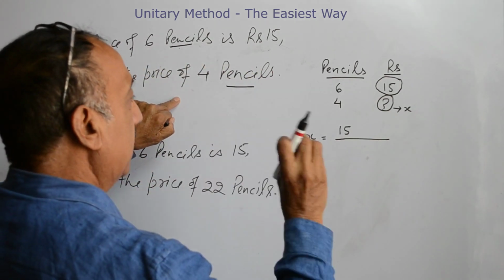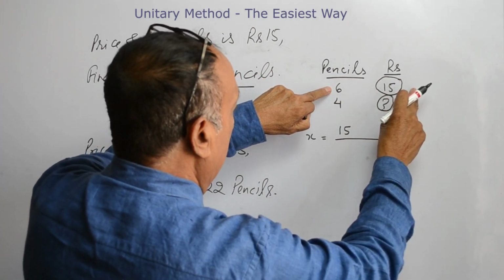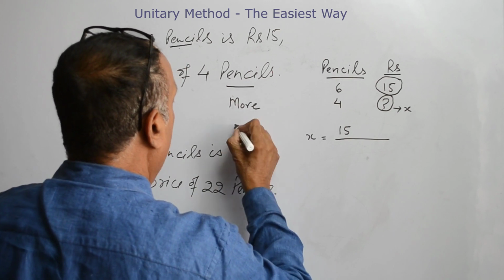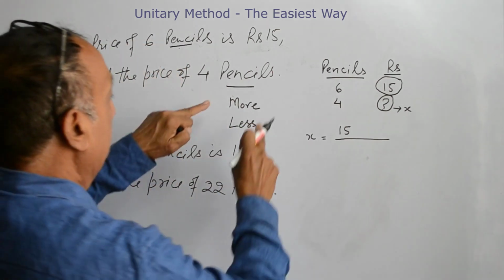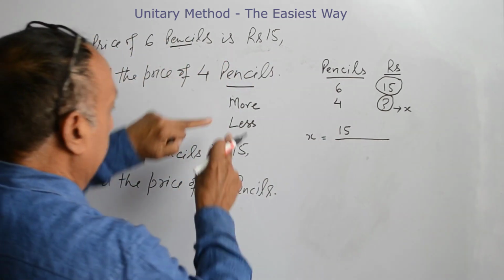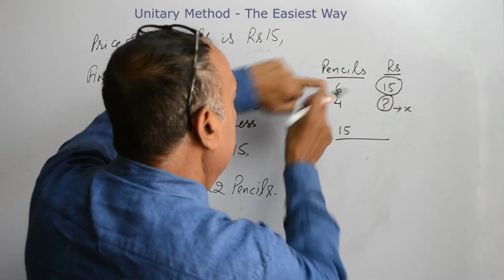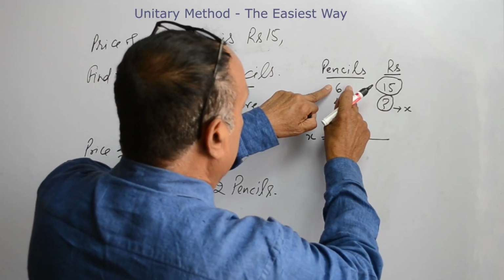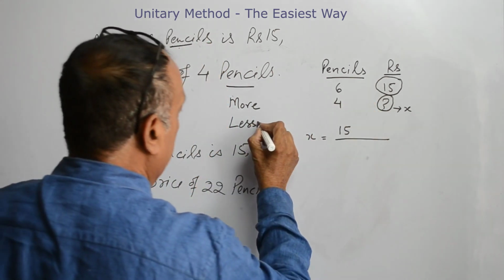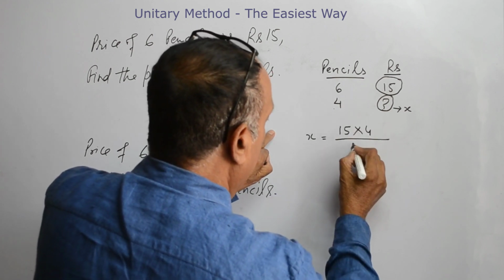Now ask a question to yourself. If 6 pencils cost 15 rupees, will 4 pencils cost more or less? If the answer is more, multiply by the bigger number and divide by the smaller number. If the answer is less, multiply by the lesser number and divide by the bigger number. So if 6 pencils are costing 15 rupees, 4 will be costing less. So the answer is less. Multiply by the lesser number 4 and divide by the bigger number 6.